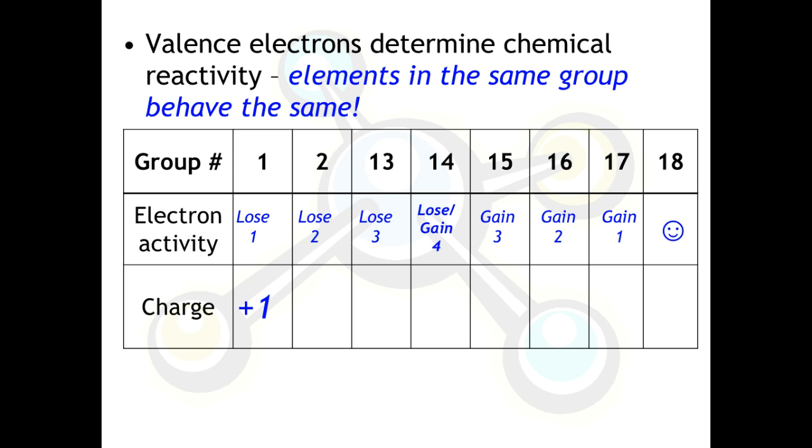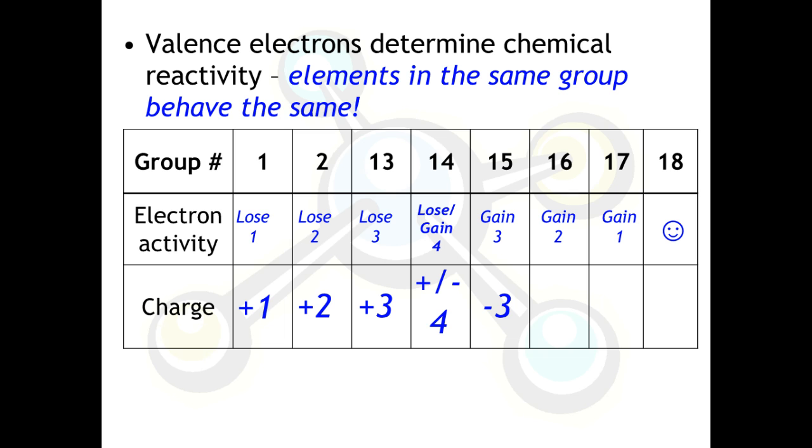Now, what does that charge look like? Remember, if you remove or gain electrons, you're affecting charge. If I take 1 negative electron away, I'm left with more positive protons, so that means I have a +1 charge. If I take 2 electrons away, I will have an overall +2 charge because I have more protons than I do electrons. Same thing for losing 3. Group 14 can swing both ways, positive or negative 4 charge.